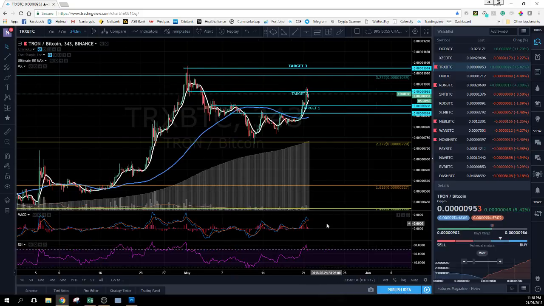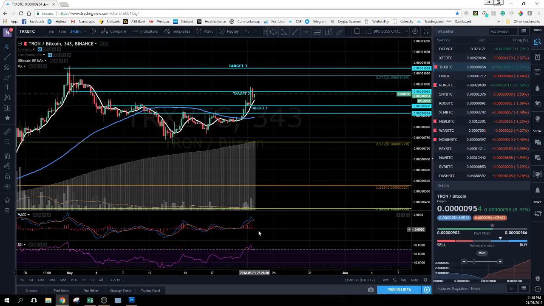The reason I sold was because I saw this MACD and this RSI spike up way too high. The RSI reached 81 and my MACD was about to cross over again.